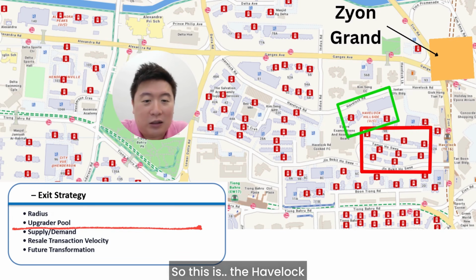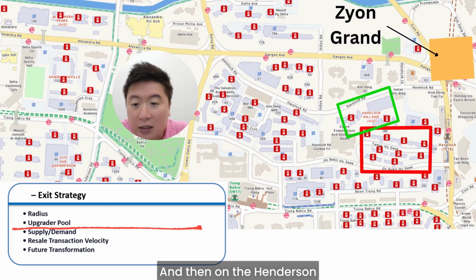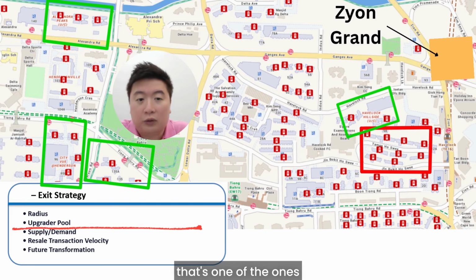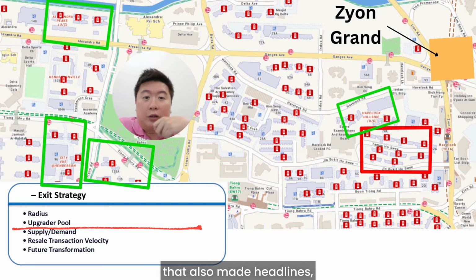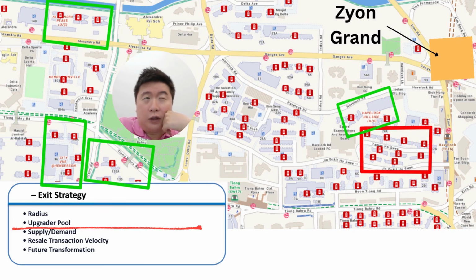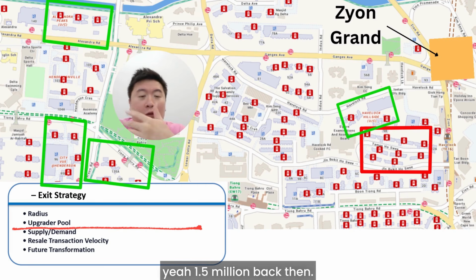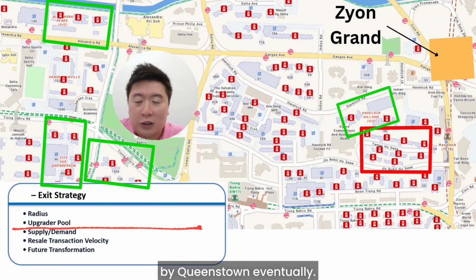So this Havelock Hill site is going to be one of your future upgraders. Yeah, and they will be able to get $1 million. It will be $1 million HDB because these are the new ones. And then on the Henderson side, the City View Henderson, that's one of the ones that also made headlines, right? For record high HDB price. I think it was 1.5 million back then, although the record did get broken by Queenstown eventually.